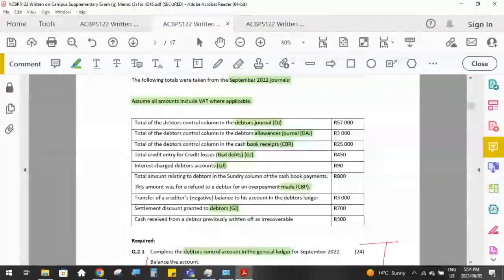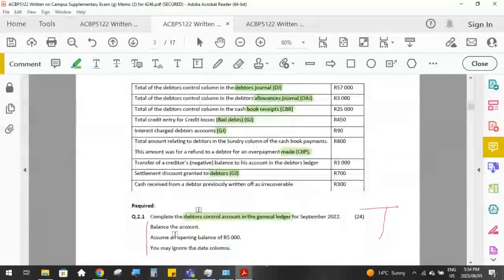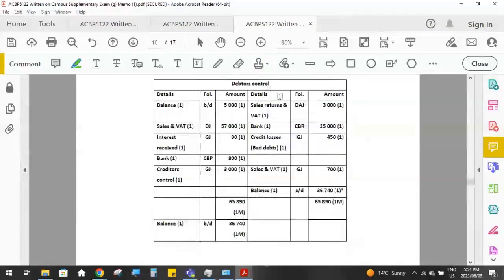The first thing, always with a T account, that you're going to look for is, what is my opening balance? So assume an opening balance of 5,000 Rand. You go to your T account, and the very first thing you're going to record is, it's a debtors control account. Debtors control accounts increase on the debit side because that's an asset account. Under details, we write the word balance. Under folio, brought down, and we start under the amount column with 5,000 Rand.